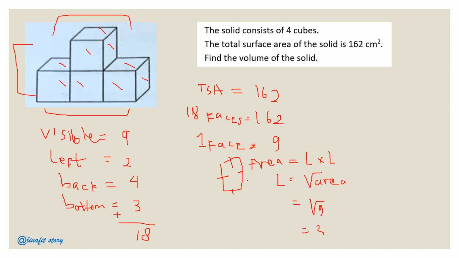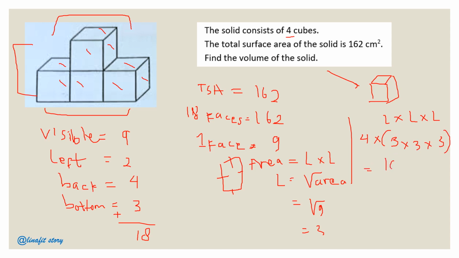Then how to find the volume of the solid? The volume of a cube is length times length times length. How many cubes are there? There are 4 cubes. So 4 times 3 times 3 times 3. 4 times 27 equals 108 cubic cm.